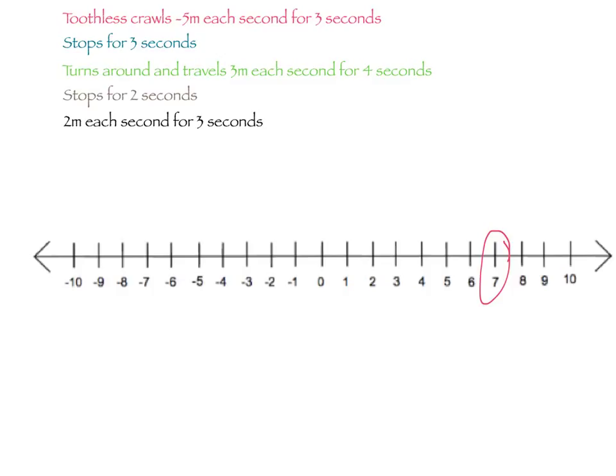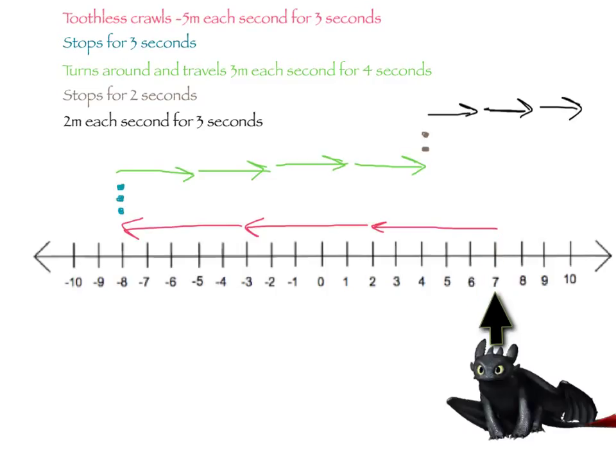Alright, hopefully you tried it and your answer looks like this. So again, Toothless started from position 7, traveled -5 meters for 3 seconds. 1, 2, 3. Each being 5 meters. Then stopped for 3 seconds. 1, 2, 3. Turned around and traveled 3 meters each second for 4 seconds. So 1, 2, 3, 4. Each being 3 meters. Stopped for 2 seconds. And then traveled 2 meters per second for 3 seconds.